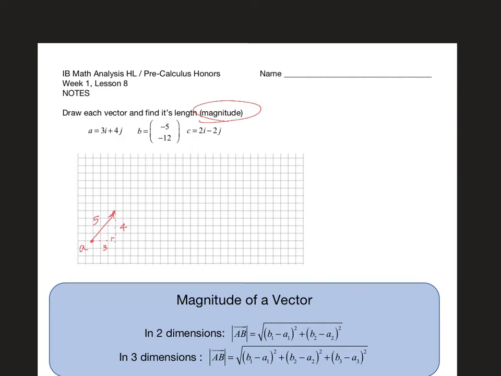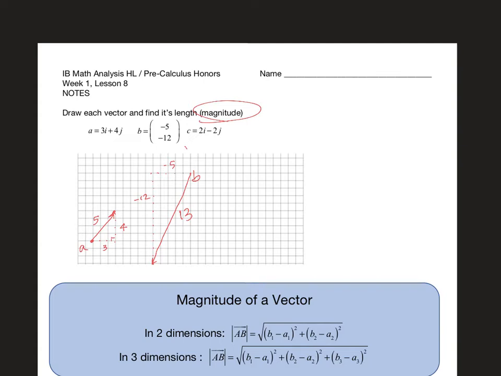Next, let's talk about vector B, where I'm going to have to go left 5, 1, 2, 3, 4, 5, and down 12, 1, 2, 3, 4, 5, 6, 7, 8, 9, 10, 11, 12. Ooh, that was a very close guess there. So here's vector B. And again, that's another Pythagorean triple. Maybe you have it memorized, maybe you don't, but that would be 13.